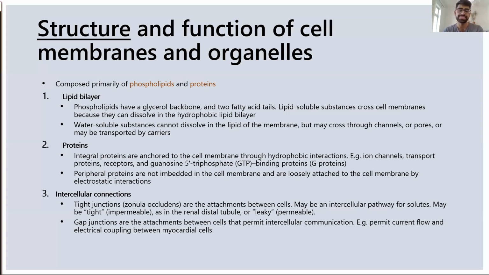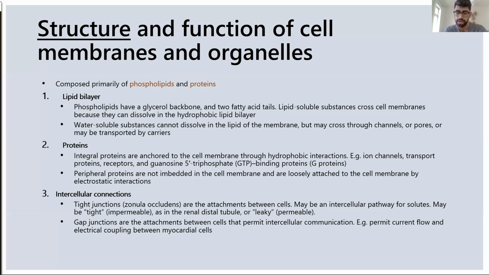And finally, we have intercellular connections. These are connections between adjacent cells. Two main types, and this is again a recap from histology: tight junctions, or zonulae occludentes in Latin. These are the attachments between cells, often epithelial to epithelial interactions, and they may be an intercellular pathway for solutes to travel. We have different subtypes as well, tight versus leaky. Depending on the localization and the function of that specific tissue type, we can see different types of tight junctions. For example, in the renal tubules, we find these tight junctions.